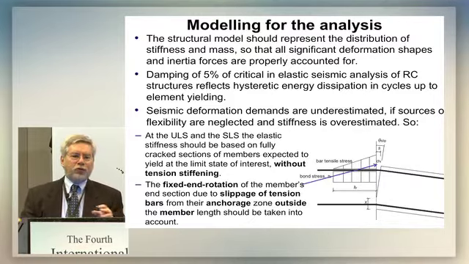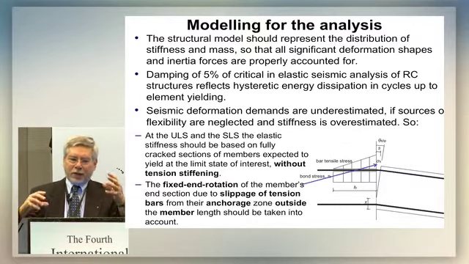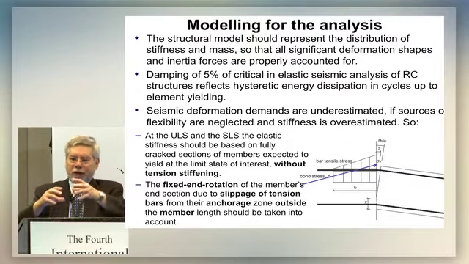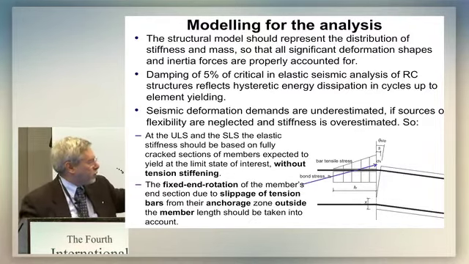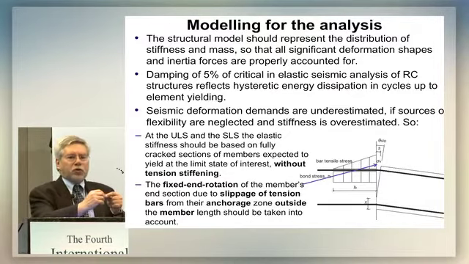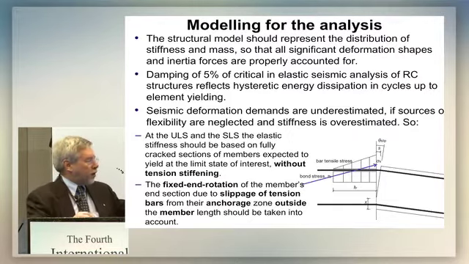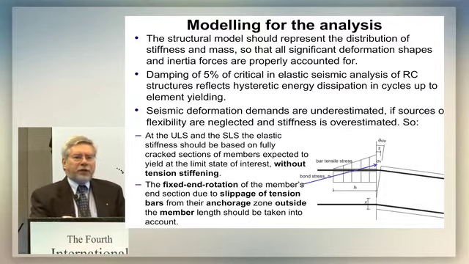We should also account for the flexibility due to partial pull-out, slippage of bars from joints or footings, etc., which is something that happens in a region which we consider as rigid, but it adds to the flexibility of the member. For example, here at the bottom, if there is a certain slippage due to the strains that develop in the anchorage length of the bar in the joint, this shows up as a fixed end rotation of the beam or of the column, which adds to its flexibility. And we have to take that into account.